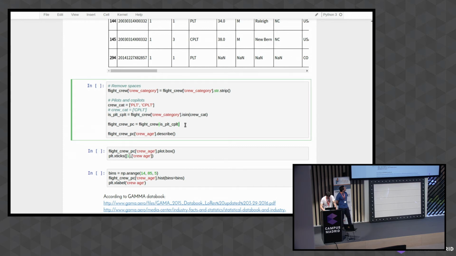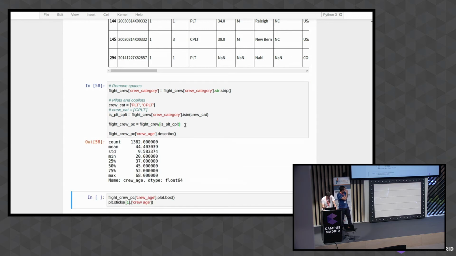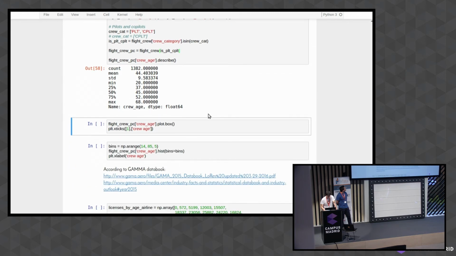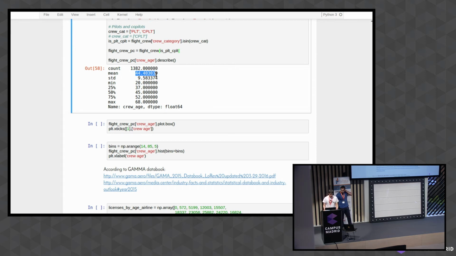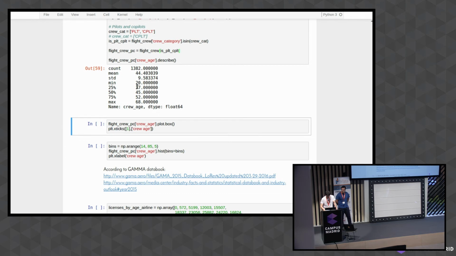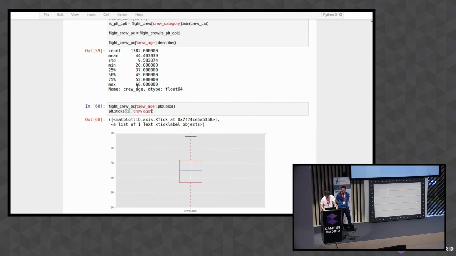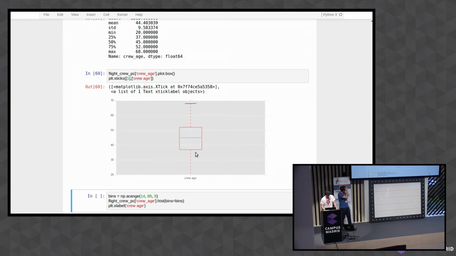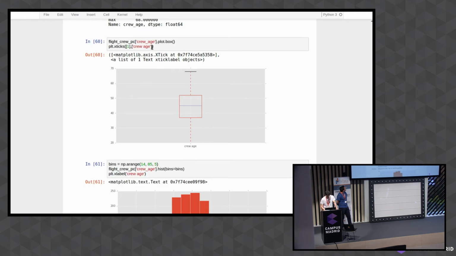Okay, as always, we have some problems with data, with a lot of blanks, spaces, and all of that. We filter, and let's have a look at the age. The mean age of pilots involved in accidents is 44 years, the minimum 20, and okay, maybe this box plot can tell you more. 50% of the pilots are inside this box, so this is between 37 years old and 45 years old. So let's plot now in groups.